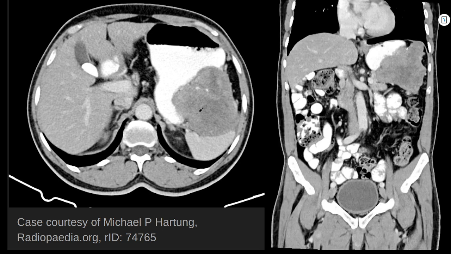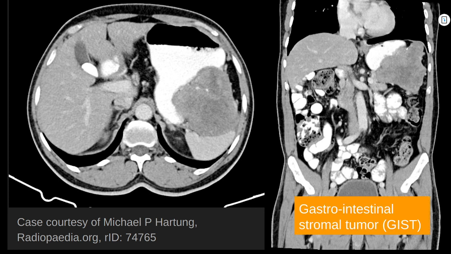This is another image, coronal CT, showing the same mass. Right here is a large lobulated mass with a central area of low attenuation and more pronounced peripheral enhancement. This patient's biopsy revealed gastrointestinal stromal tumor, also called GIST.